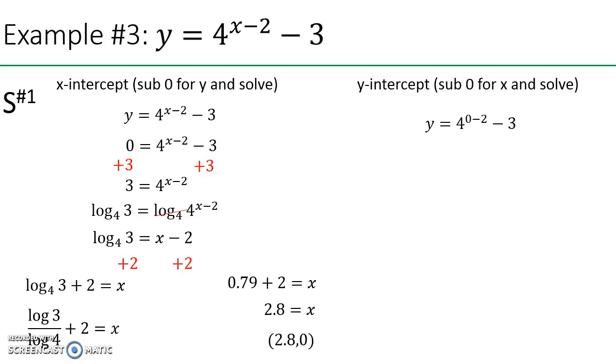Here, we're looking at our y-intercept, so we're going to plug in 0 for x. So now, where the x was is a 0. So we have 4 to the negative 2 power minus 3. So where the 4 to the negative 2 power was, we can convert that to 1 over 4 squared. 1 over 4 squared is 1 over 16. So we have 1/16 minus 3. And if you put in the calculator, you get negative 2.9. So my y-intercept is 0, negative 2.9.